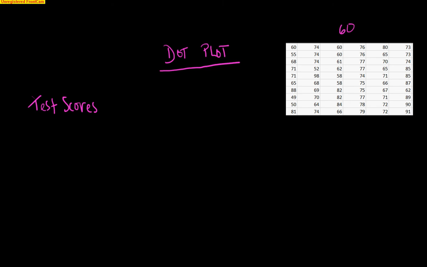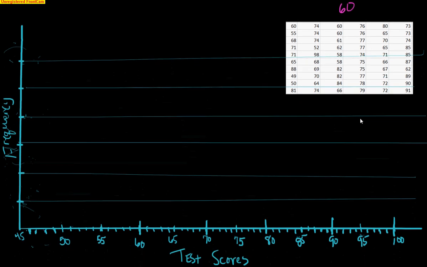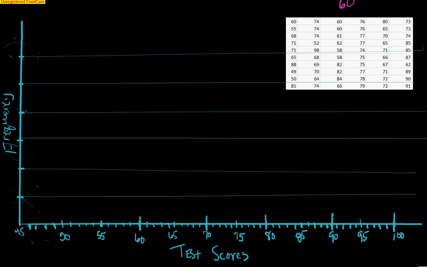So what exactly is a dot plot? Well, I started a little scale here for you. What we have here is a dot plot scale, which is really just a number line with the x-axis being whatever your data is. In this case, it's test scores. And the y-axis over here is your frequency.